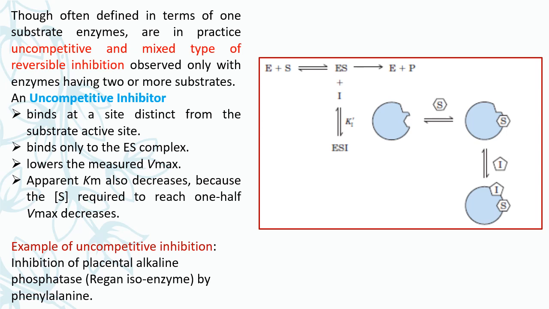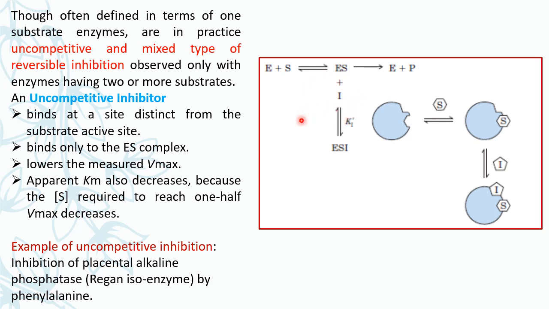Okay, so uncompetitive inhibitors, what happened in uncompetitive inhibition? Enzyme can bind with substrate to form the enzyme substrate complex. After enzyme binds with the substrate, only then can the inhibitor bind with the ES complex. Unless the ES complex is formed, inhibitor cannot bind.